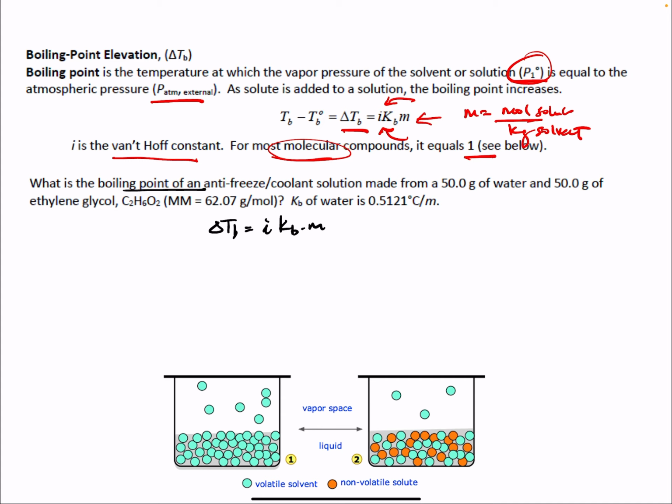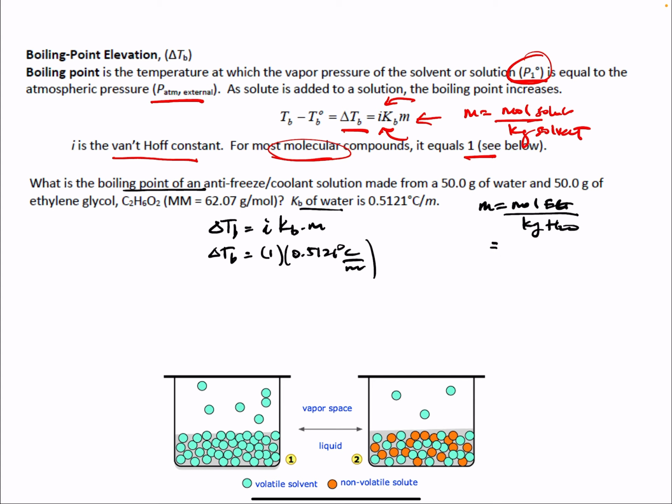All right, and what do we know? So we want to solve for this guy. We know i is going to be 1 for molecules. The boiling point elevation constant is 0.5121 degrees C per molal, and the molality, m, is what we need. So let's go over here and solve for that. So molality is moles of, in this case, ethylene glycol per kilogram of water.